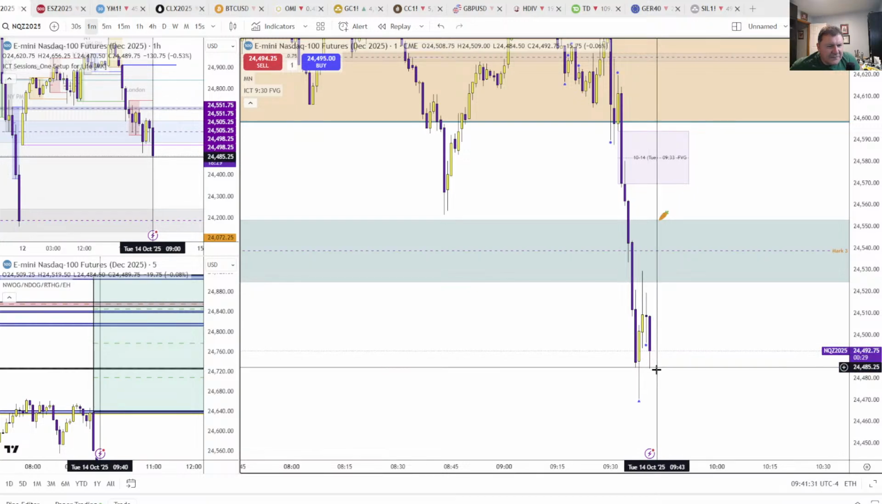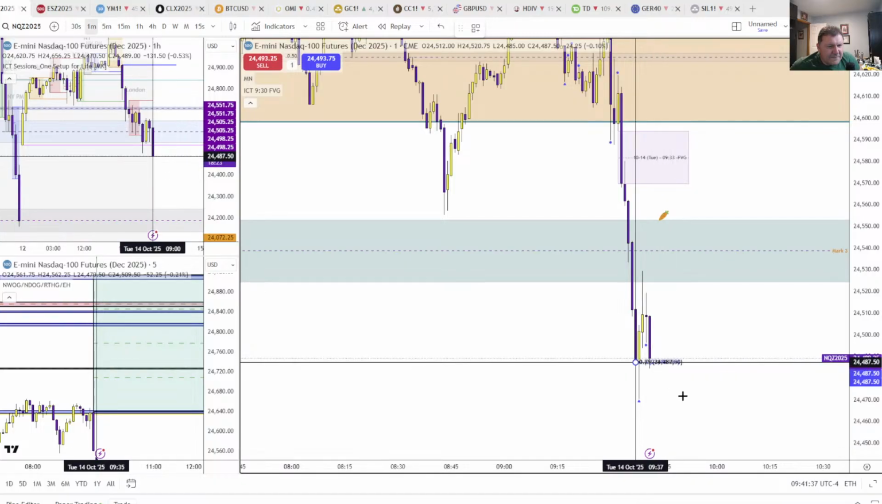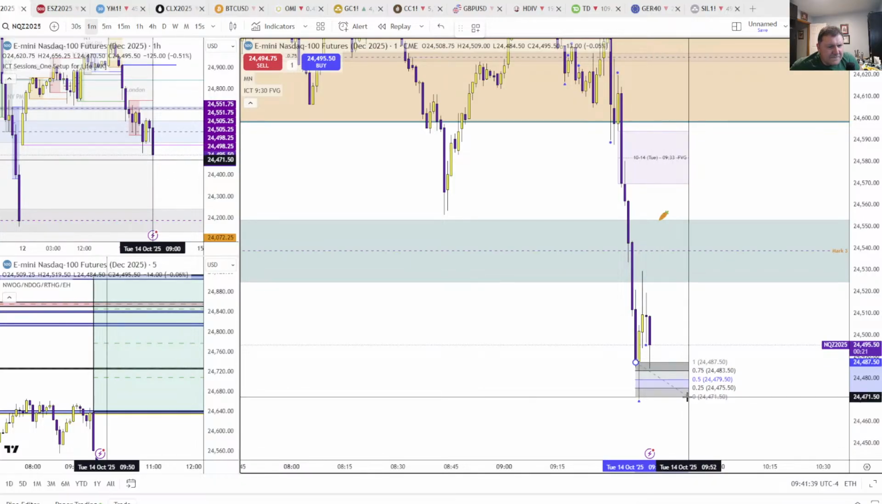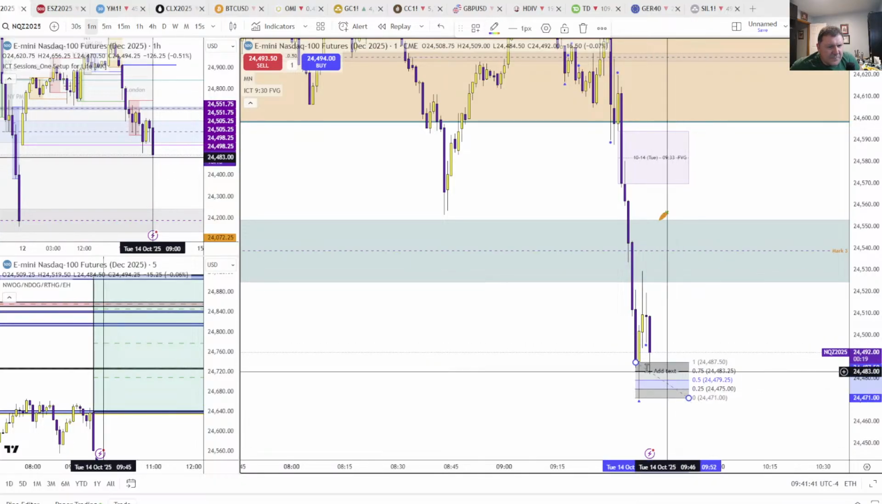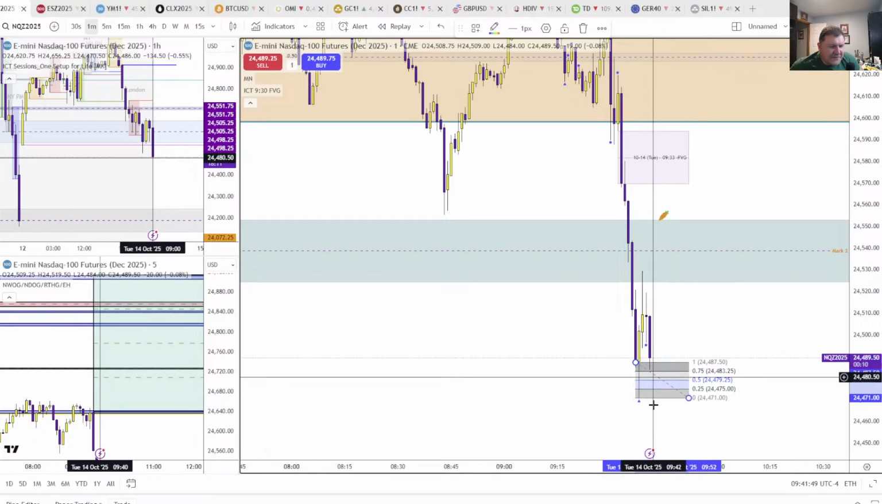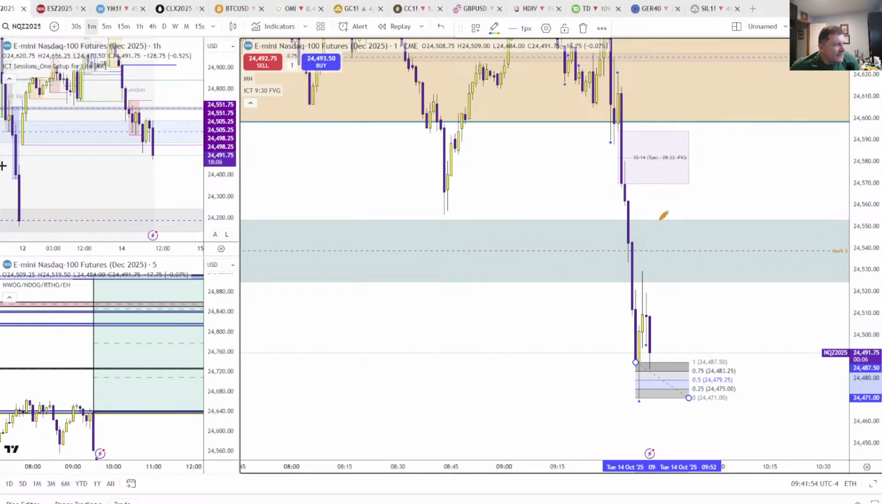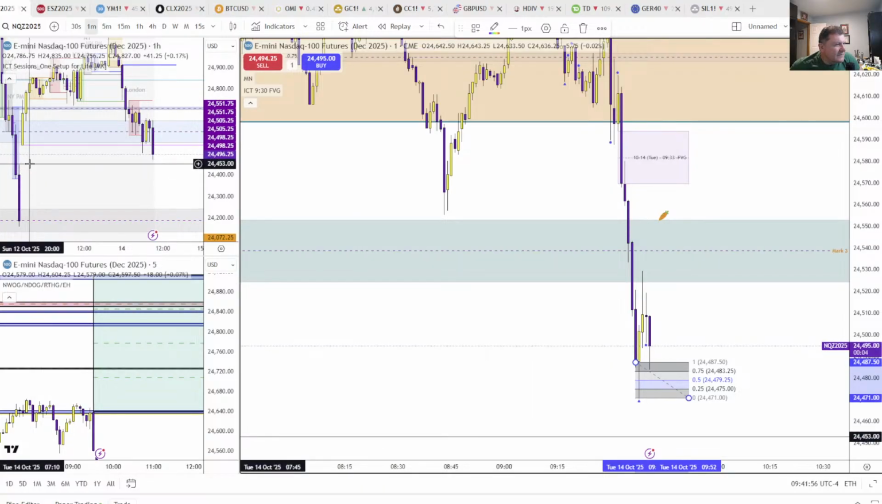Watch the wick, 25. Take your wick here and do this. You want to see that hold strength at 25% and start running higher. If it eats through 50, then that's the next target, 453.